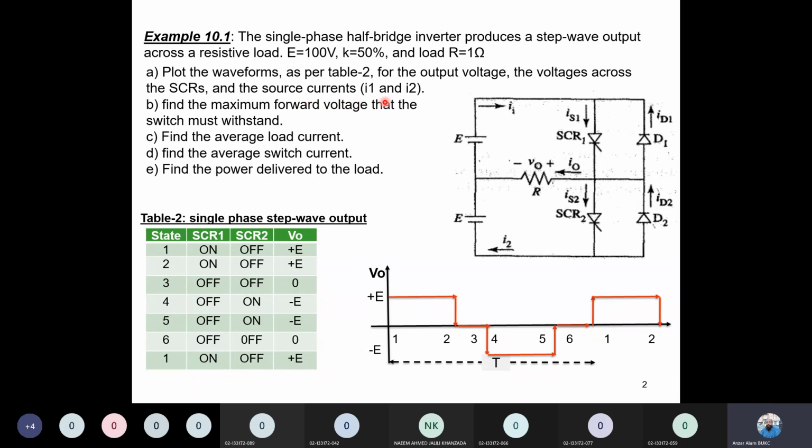ओके, एंड द सोर्स करंट, और आपको सोर्स करंट I1 एंड I2 के भी वेवफॉर्म ड्रॉ करने हैं। सो कितने वेवफॉर्म आपको ड्रॉ करने हैं? आउटपुट वोल्टेज वेवफॉर्म, SCR1 voltage waveform, SCR2 voltage waveform, and the current I1, इस करंट का वेवफॉर्म ड्रॉ करना है, एंड I2 इस करंट का वेवफॉर्म आपको ड्रॉ करने हैं। इसके बाद क्या करना है?